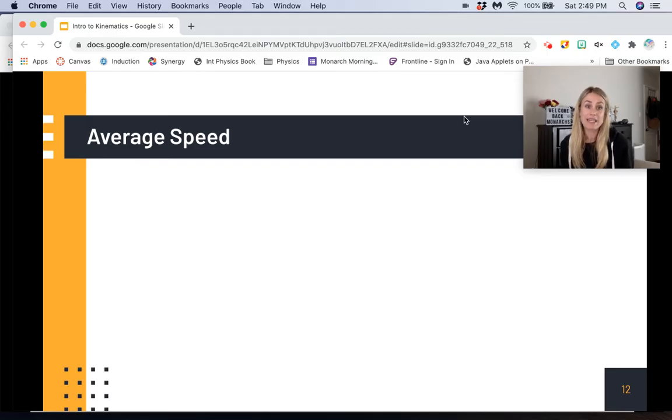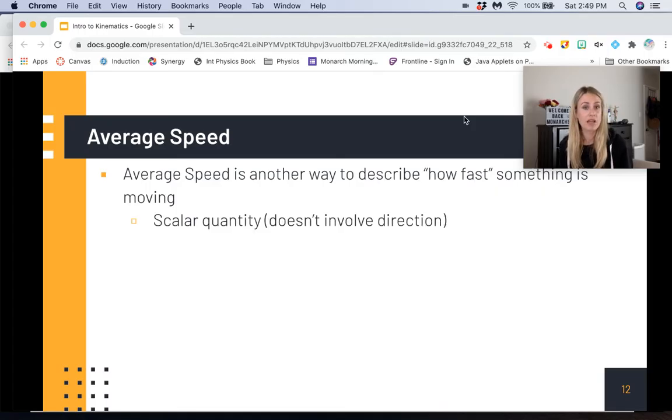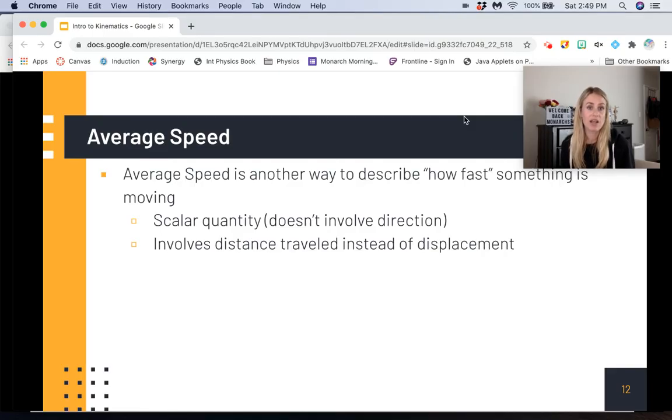Now, average speed is a little bit different. Speed is another way to describe how fast something is moving, but this is a scalar quantity. So velocity is a vector quantity, speed is a scalar quantity, which means that it doesn't involve direction. It involves the distance traveled instead of the displacement. Okay, so the equation for average speed is equal to distance divided by time.